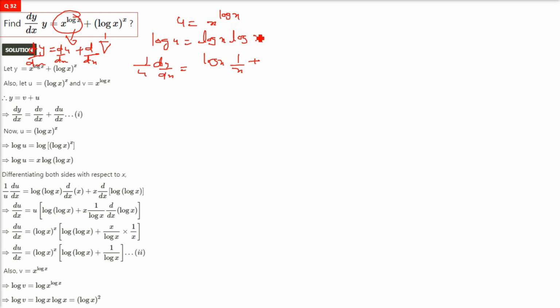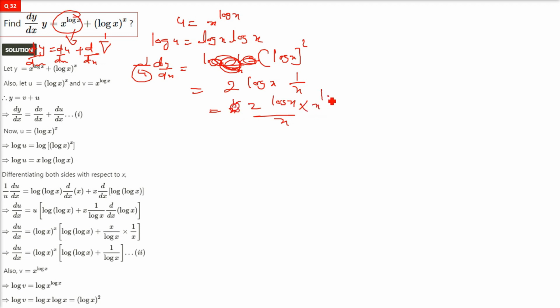So log x whole square, twice of log x will be 1 by x. So twice of log x by x is the result here, but you have to take u also on that side. It is x to the power log x. So x to the power log x into 2 into log x divided by x is your final result for the first part. Alright. Now let us take the second part.